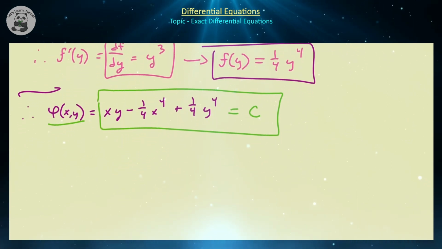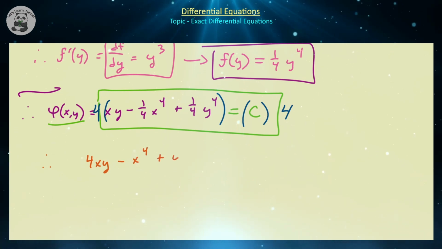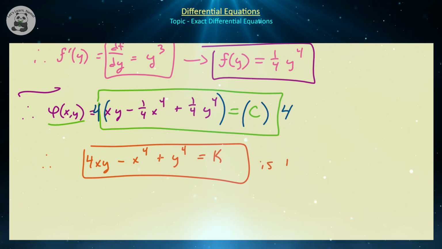So if that is the criteria, that means xy minus 1/4. Actually, what I want to do is multiply both sides of this equation by 4, because I really don't like those fractions. But you can keep them if you really want. So we have 4xy minus x to the fourth plus y to the fourth is equal to k, is the implicit solution to the exact differential equation.